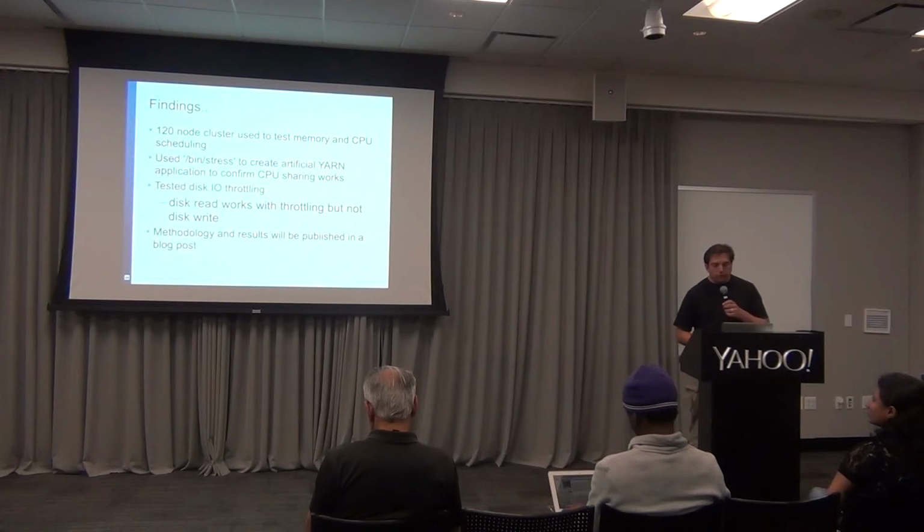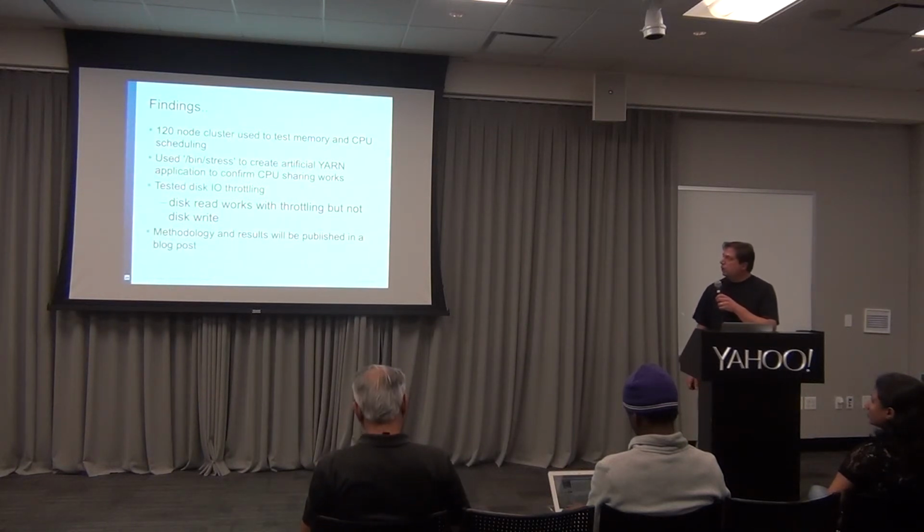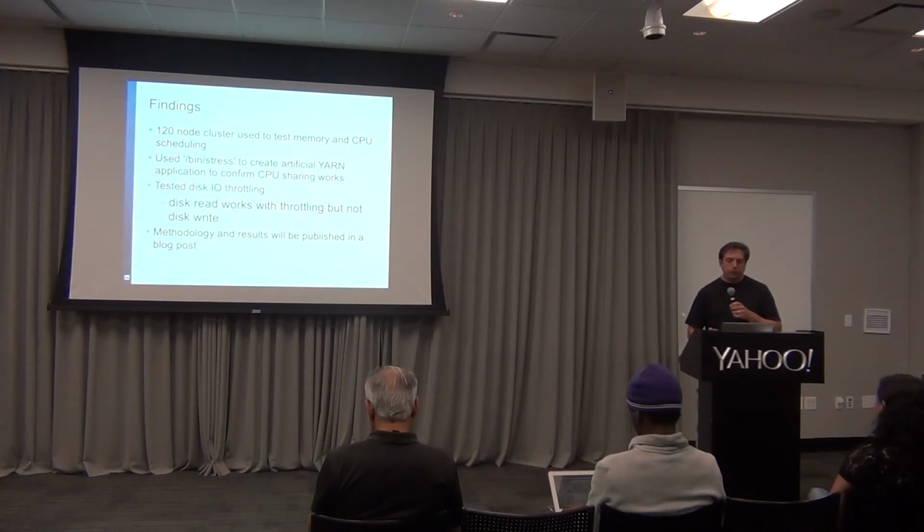Our tests were done on a 120 node cluster, and we were testing both memory and CPU scheduling, and it seemed to work as advertised. Just for a test YARN app, we were using the bin stress Linux utility. It's just a command line tool. It throws the CPU or memory into tight loops and basically burns a bunch of electrons. It's kind of fun. But using stress, we were able to confirm that for the most part it seems to be working.